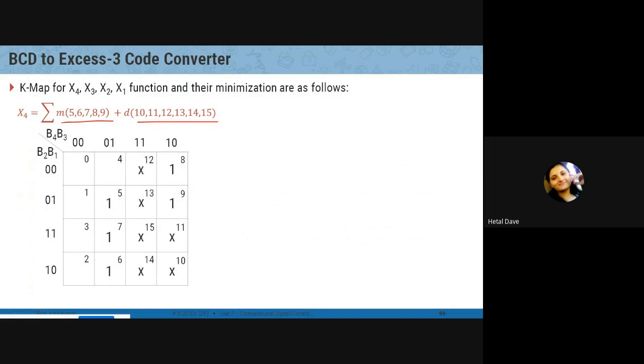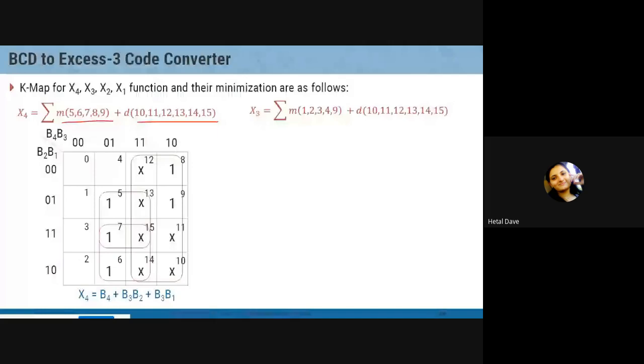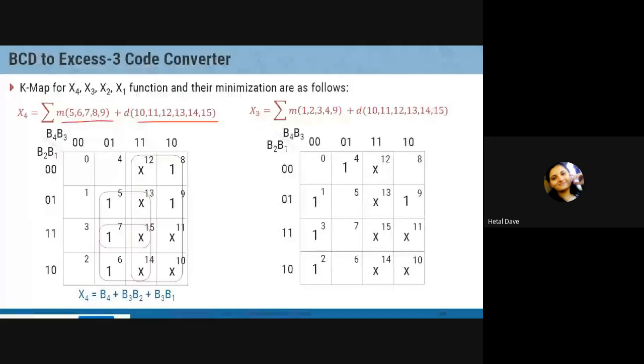The rest of the combinations are 0. So right now we are not considering them. Make groups. It is an 8-1 group, a 4-1 group and a 4-1 group. Now everyone must know how the equation is made. Likewise for X3, don't care, 1, make a group.